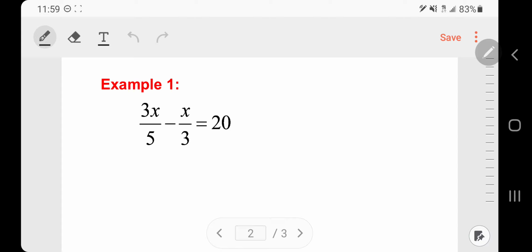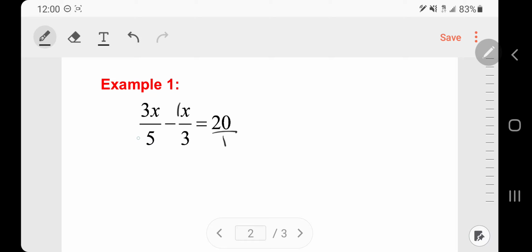So looking at this first example, the first thing I'd want to do is get a common denominator throughout my entire equation. I see that I have an x here without a coefficient, so we're going to put a 1 out front, and I have a 20, which would be 20 over 1. Any whole number can be written over 1. Okay, so between 5, 3, and 1, we're looking for a common denominator here. I'm going to want to create my denominator to be 15 in each of these.